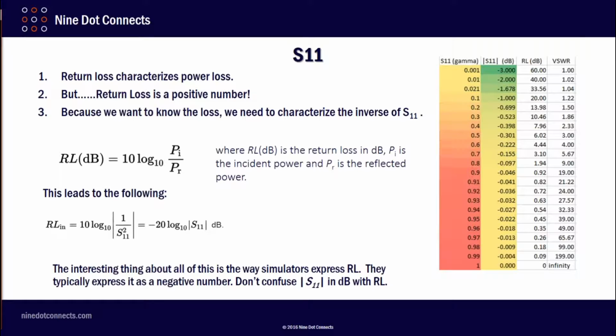Now, I talk about the positive and negative because the way the simulators express return loss, it's important. They typically express it as a negative number. So when you're looking at graphs, don't confuse the fact that they may be showing you that return loss is a negative number. It doesn't matter if it's negative or positive in the graph. Just understand the bigger the return loss magnitude-wise, the better off you are.